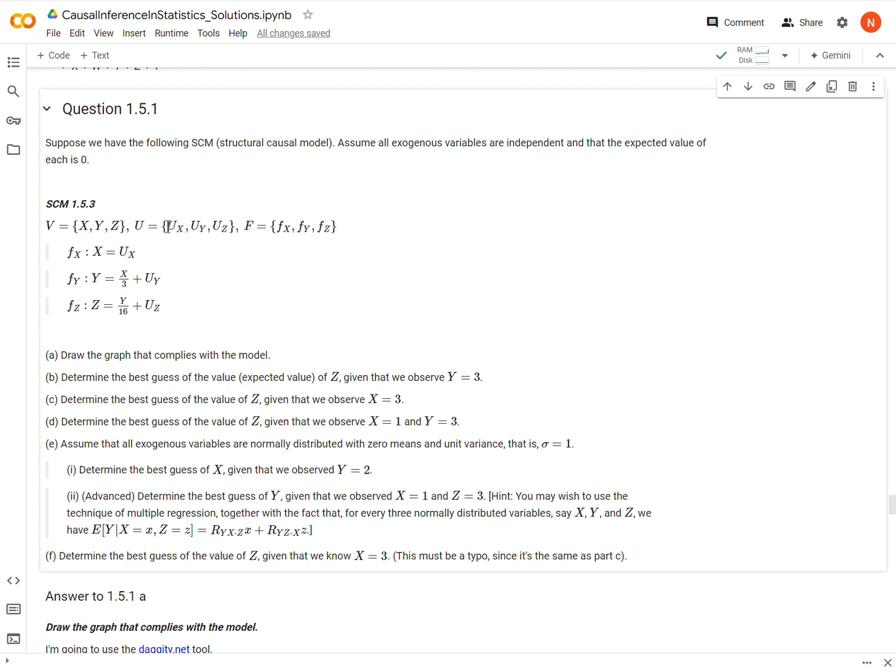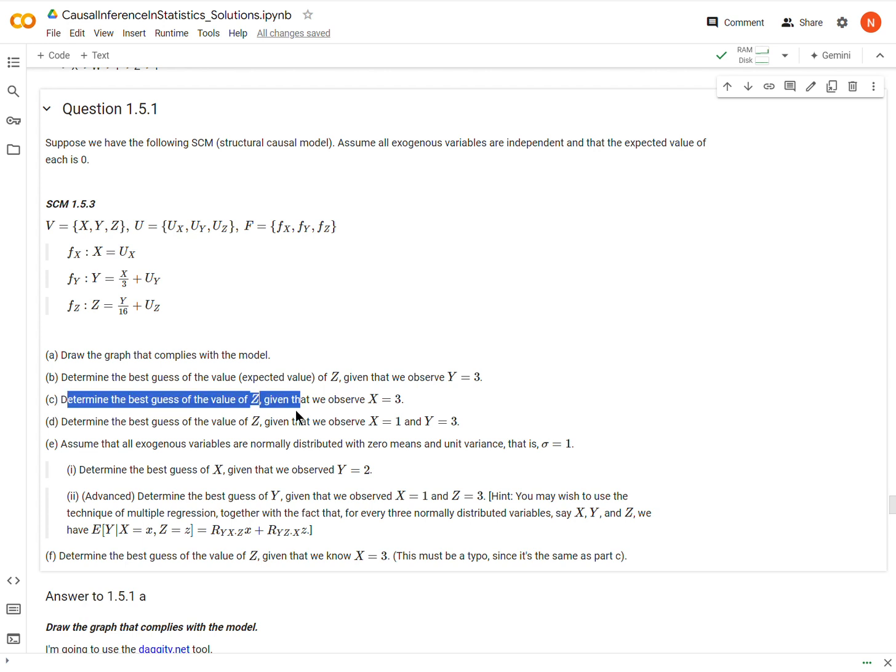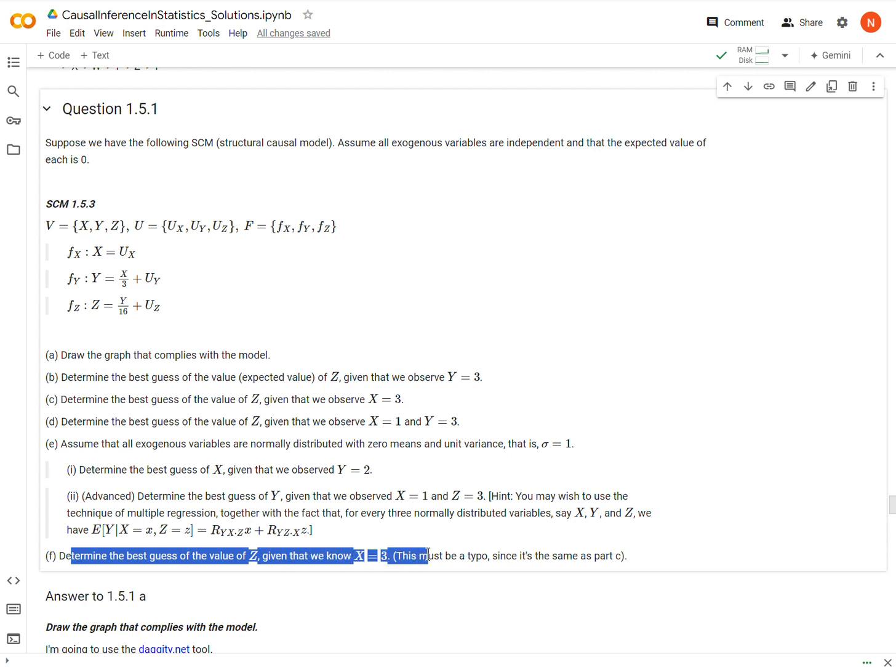So what are the exogenous variables? It's these u variables here. An exogenous variable is a variable that doesn't have a cause, at least within our model. So we'll go through all of these parts. The book lists a part F, but part F is just part C, so I think it's a typo. I put it in here just for completeness, but I think it's already done in C.